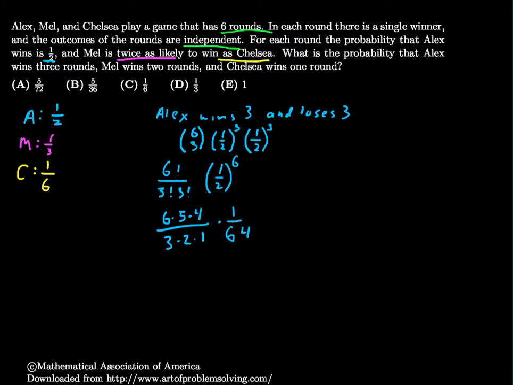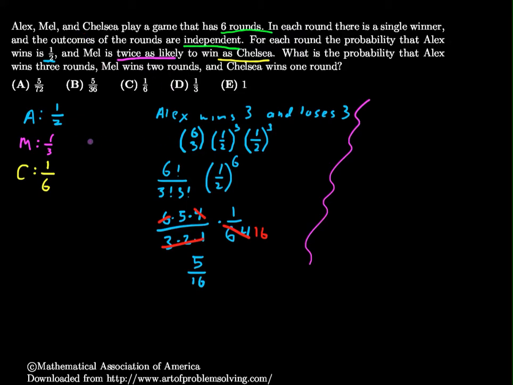And now let's see what we can cancel out. So 3 times 2 times 1 is 6, so 6 over 6 is 1. 4 and 64: 4 goes into 64 16 times. So this means that the probability that Alex wins 3 and then loses 3 is 5/16.